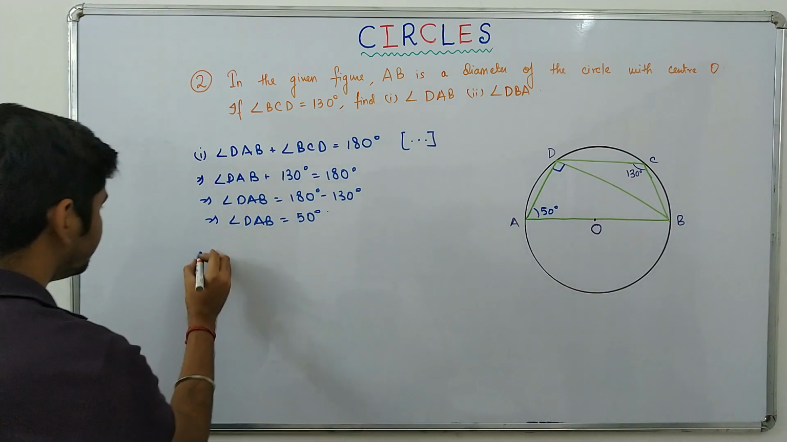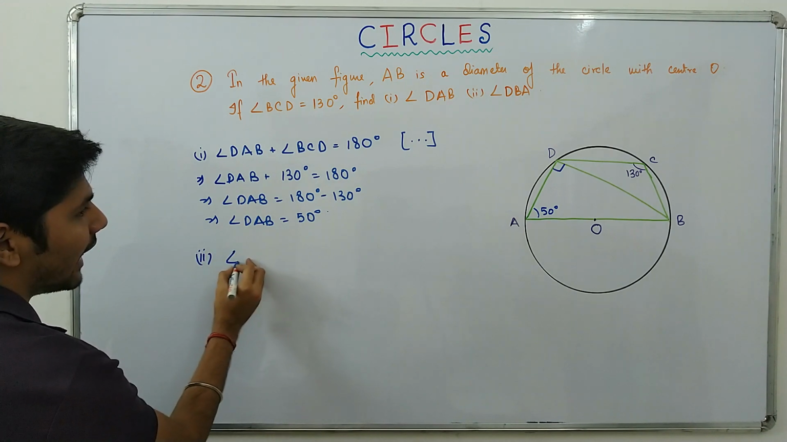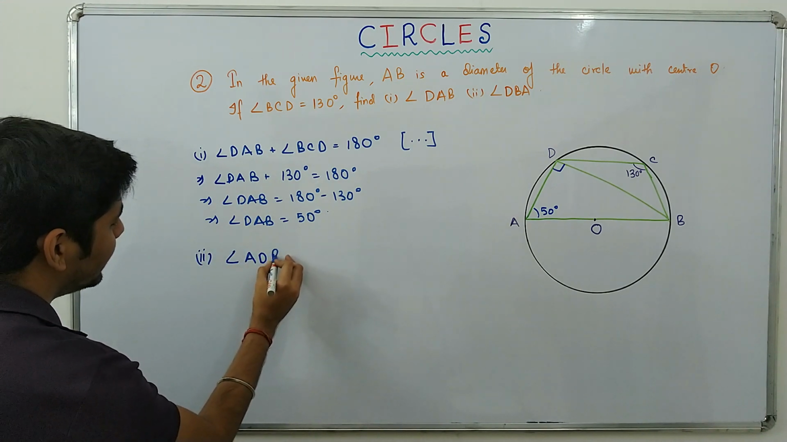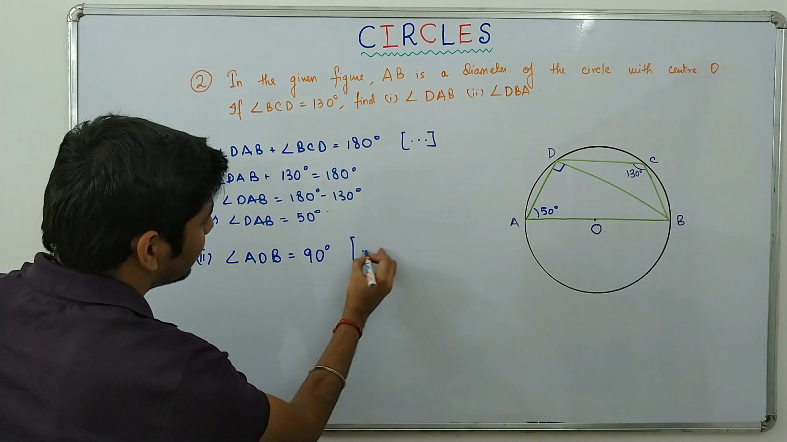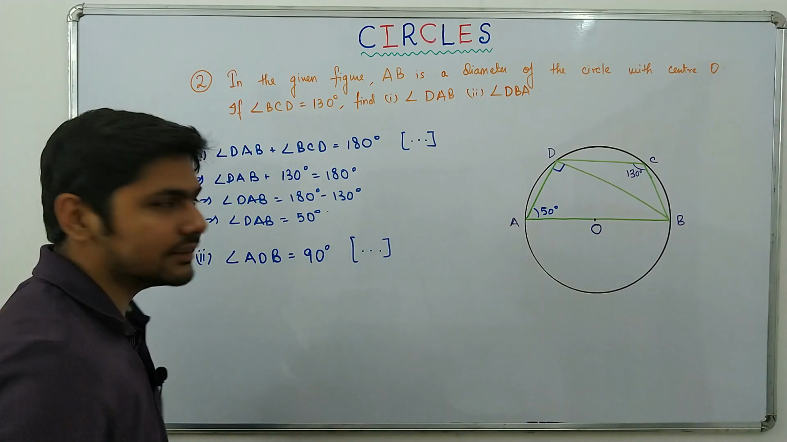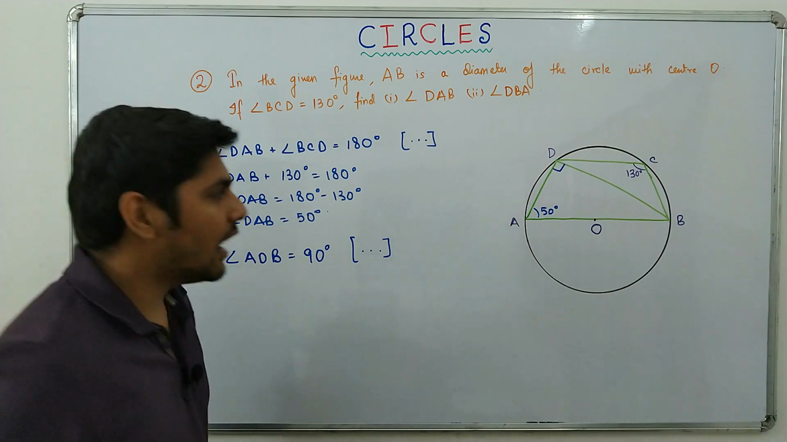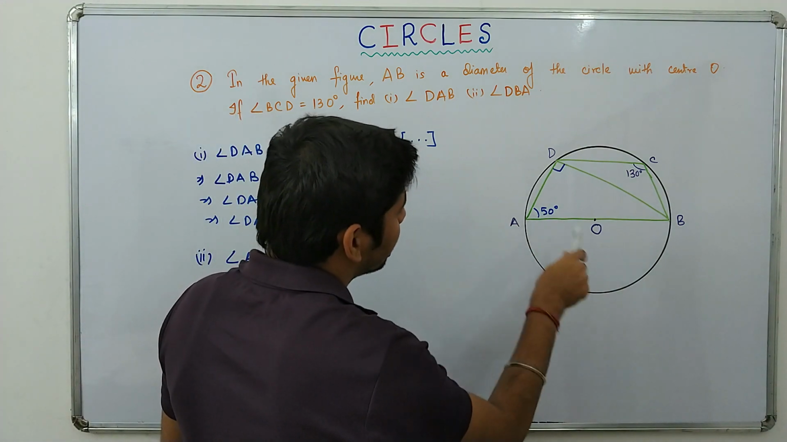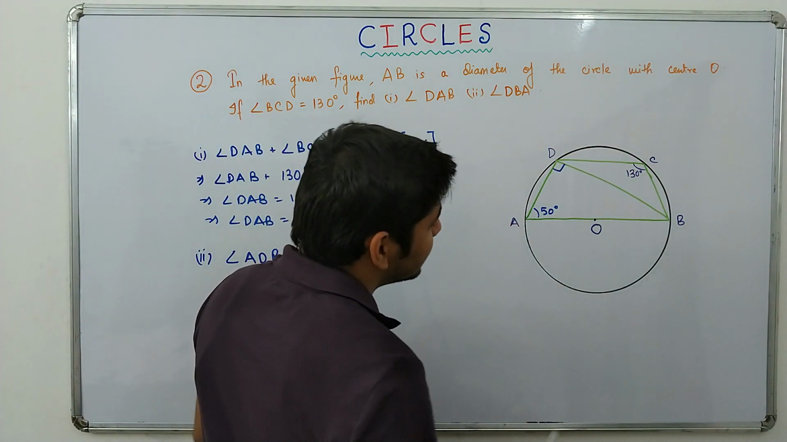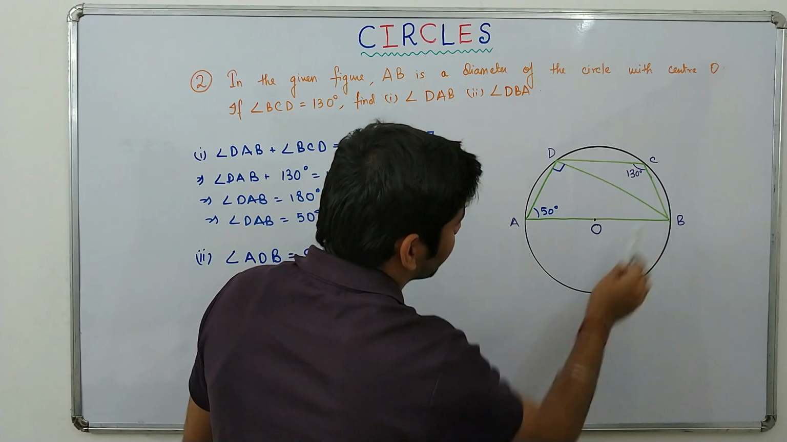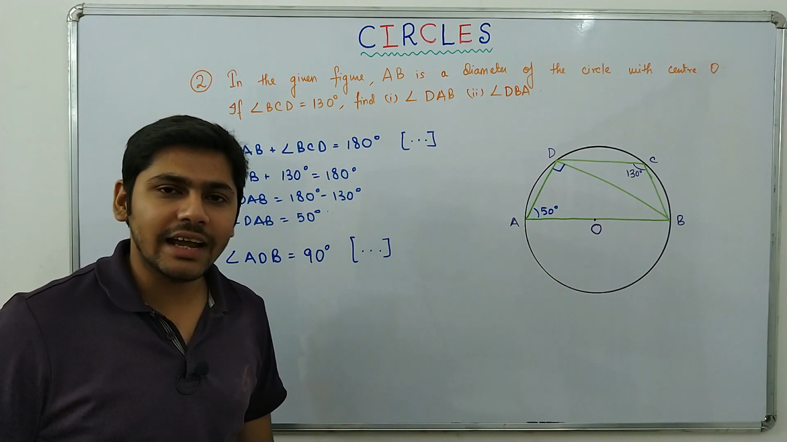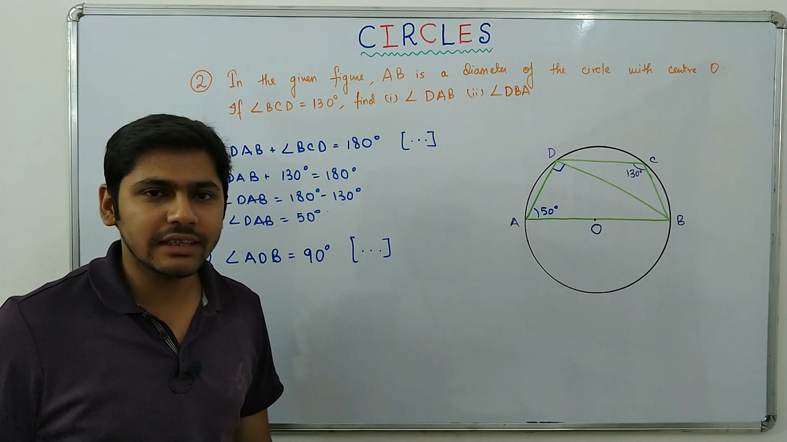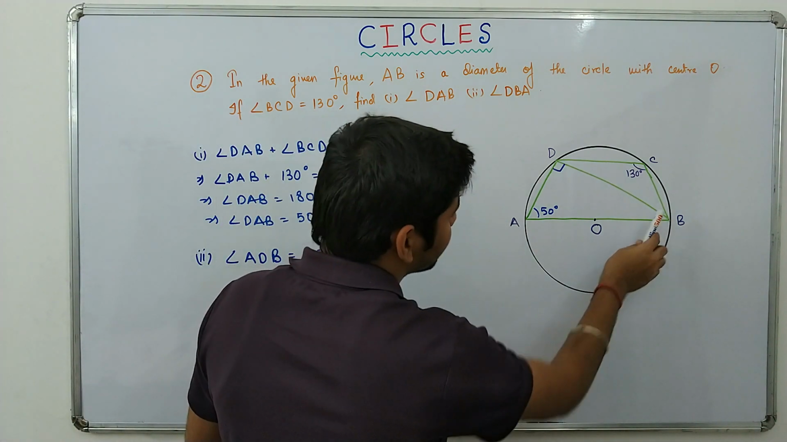I'll write it down. Angle ADB is equal to 90 degrees. And beside it I'll write that angle in a semicircle is a right angle. Now we know this angle, we know this angle, so we can easily calculate angle DBA over here. How? We know for a triangle the sum of its angles is 180 degrees. Using that we can find angle DBA.